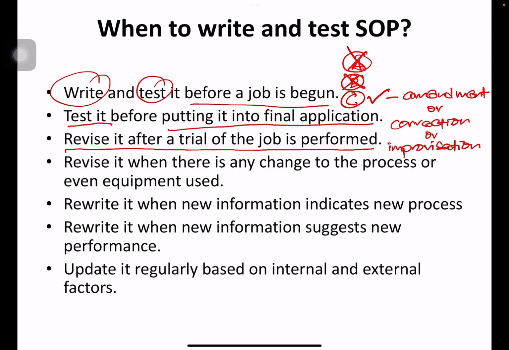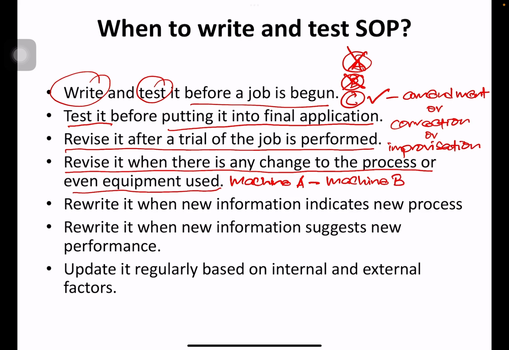You can also revise the SOP when there is any change to the process or even equipment use. For example, in your company, they are using machine A. After a while, the company decided to buy a new machine, let's say machine B, and thus the process and procedures for manufacturing, for instance, will be a bit different. Because of this, you need to revise your existing SOP because you are using a different machine by now.